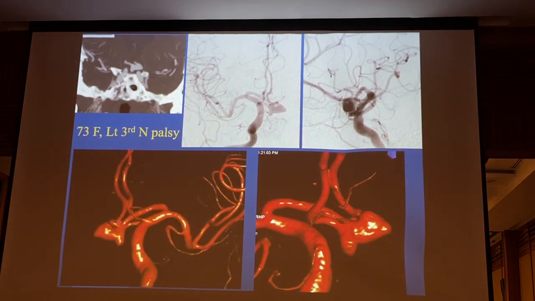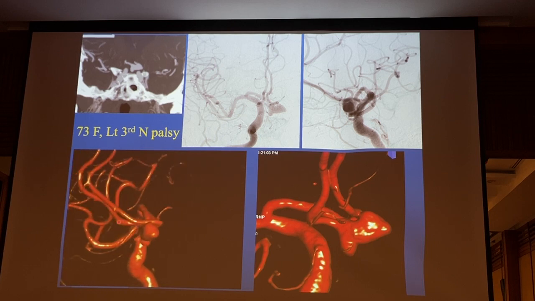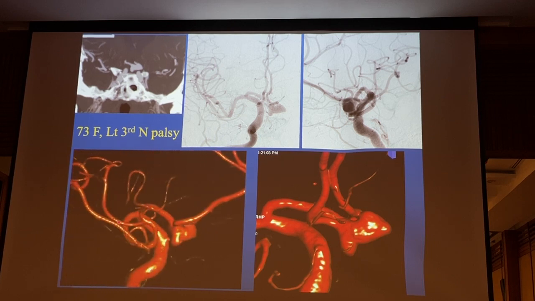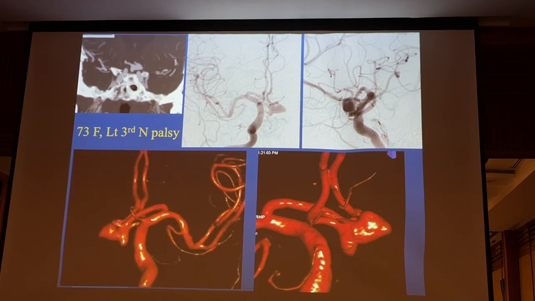Okay? And also, this is one of the complex cases. You can see the patient presented with left third nerve palsy. And we were referred to treat this anterior communicating artery aneurysm for the third nerve palsy. Is it correct? This aneurysm will not cause a third nerve palsy, right?